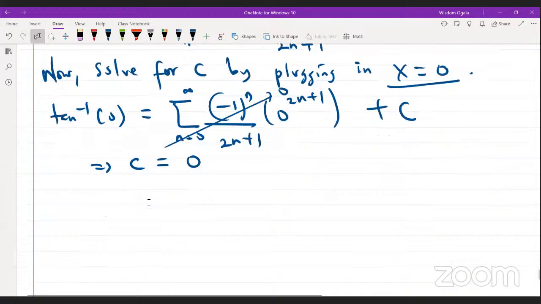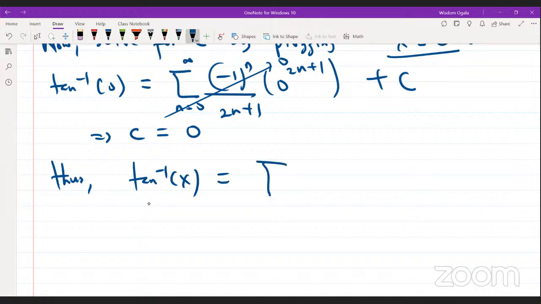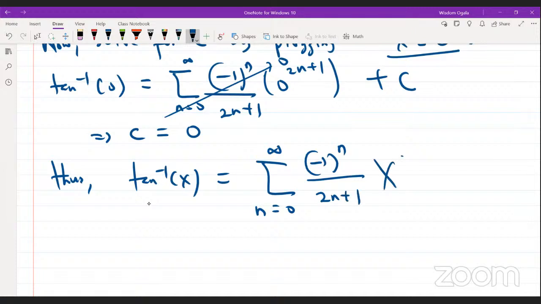Interesting. So I just know that constant is 0, so what does that mean? Thus, the tan inverse of x is the sum as n goes from 0 to infinity of negative 1 to the n, over 2n plus 1, x to the 2n plus 1. Of course, it's still going to be with the same radius of convergence, with R equals 1. And the R is just the radius of convergence.